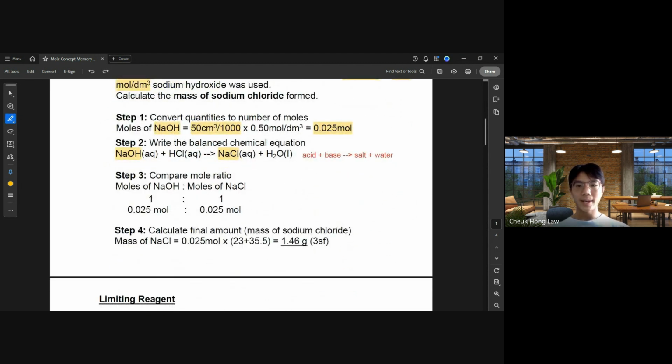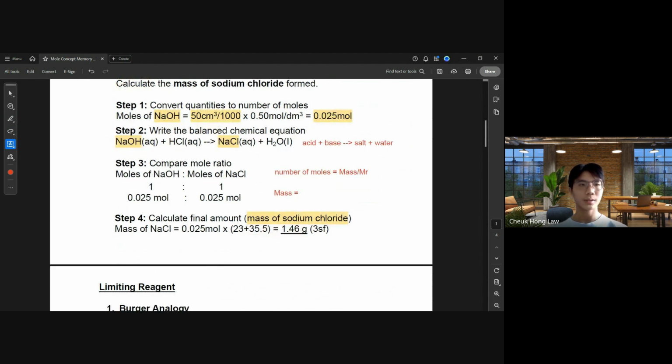So mass of sodium chloride is what the question is asking for. We found the number of moles of sodium chloride, so from here, we can actually find the mass of sodium chloride. If you're wondering how we manipulate the mole formula, originally it is number of moles equals mass divided by the relative molecular mass, the Mr of the substance. But now I want to find the mass. So how do I manipulate this equation?